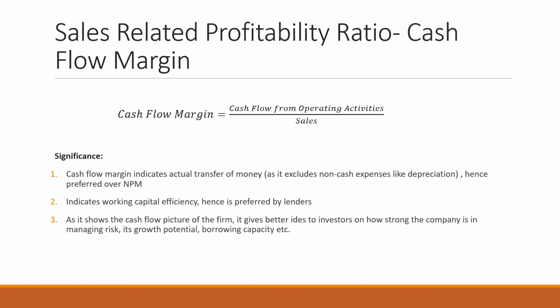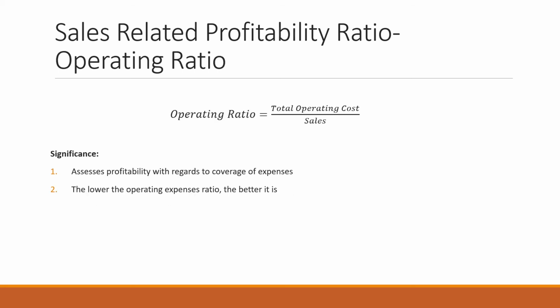As it shows the cash flow picture for the firm, it gives a better idea to the investors on how strong the company is in managing its risk, especially liquidity risk, and in managing the growth potential and its borrowing capacity. The last in the sales related profitability ratio is operating ratio.